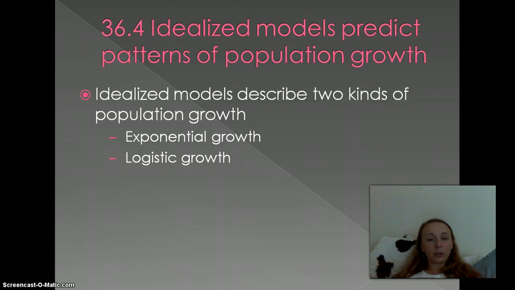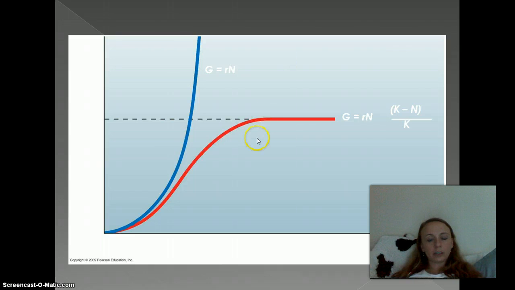So idealized models describe two kinds of population growth. We have our exponential growth, which is increasing at a continuous rate, and then we have our logistic growth, in which eventually the population will stop growing, and death rates and birth rates will even out. So here is the graph, two separate graphs superimposed on each other. Here's that exponential growth curve, that blue, and then the logistic in red.